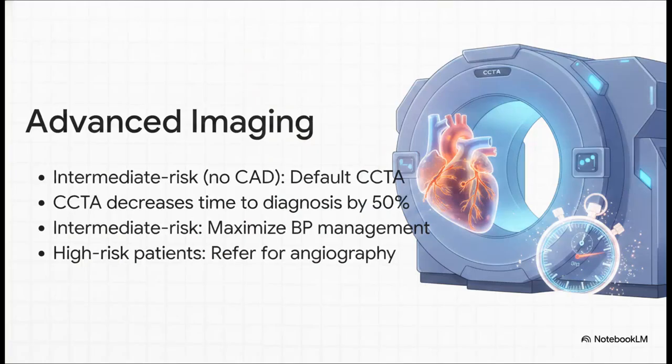But what about the patients who aren't low risk? Well, the guidelines have clarified this disposition pathway beautifully as well. For intermediate-risk patients with no known coronary artery disease, coronary computed tomography angiography, or CCTA, is now your absolute default advanced imaging choice. It decreases the time to diagnosis by 50% compared to traditional nuclear stress testing. If they already have known CAD, you want to maximize their blood pressure and cholesterol management first. And obviously, your high-risk patients should bypass all of this and go straight to referral for invasive coronary angiography.